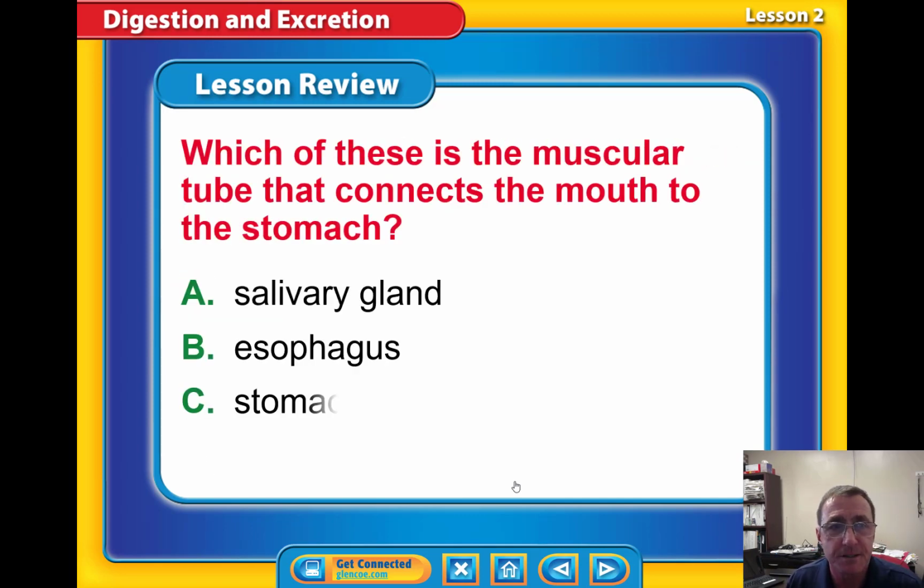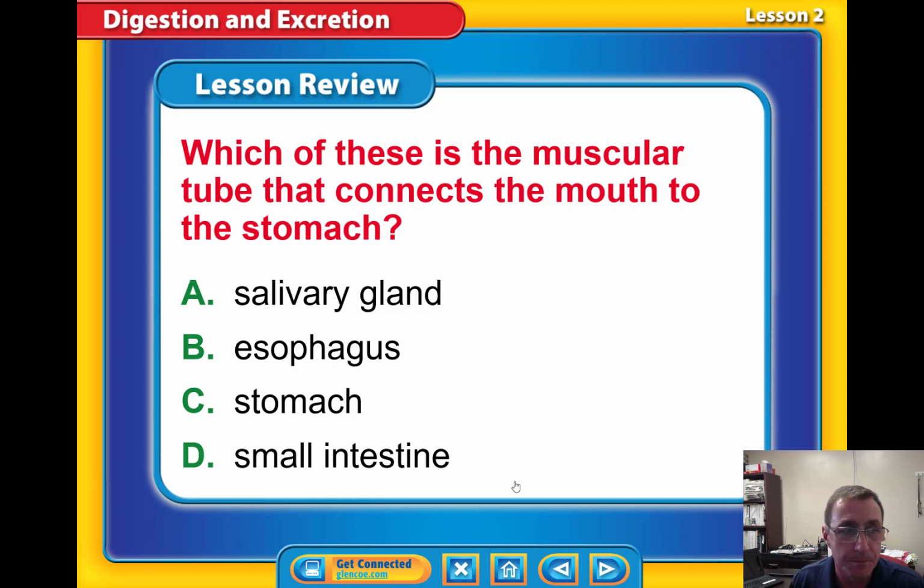Which of these is the muscular tube that connects the mouth to the stomach? And side note, why is it important that it's muscular? And that's going to be the esophagus.